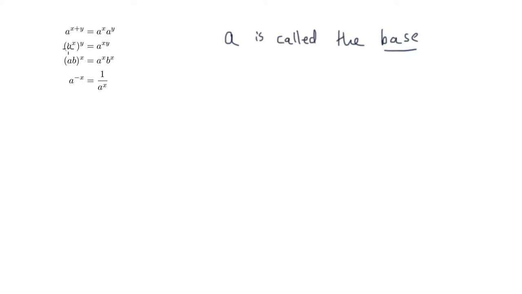And if I take the base to a number and then raise it to another number, that's the same as raising the base to the product of those two numbers. And if I take two different bases, a and b, and multiply them together and raise that product to a number, well, that's the same as just raising each of the bases to that number and multiplying them together. And then finally, if I make whatever the exponent is negative, that's the same as just taking the reciprocal. So 1 over a to the x. So these are just some important properties to remember.